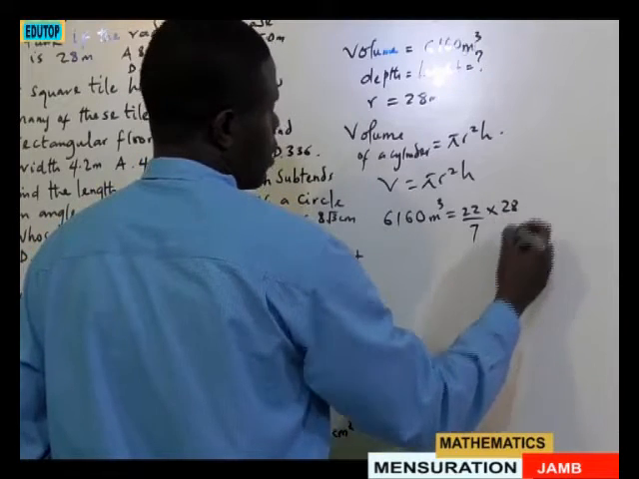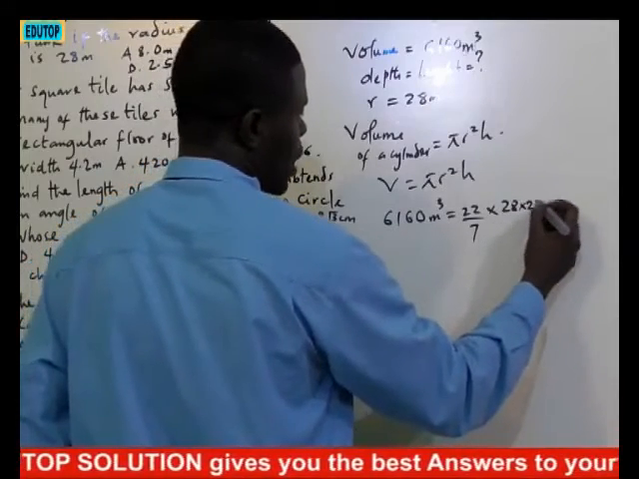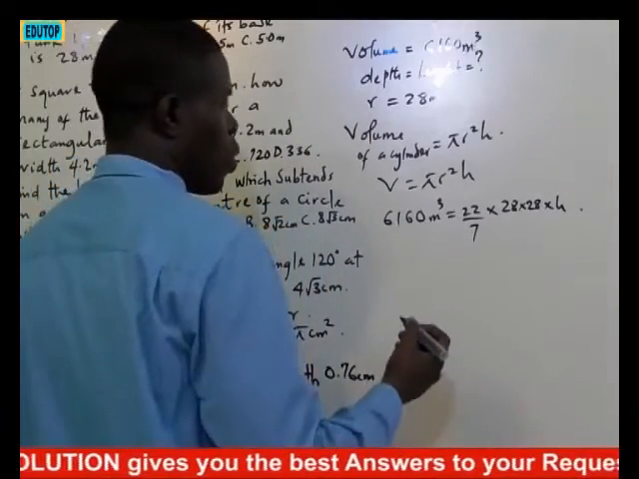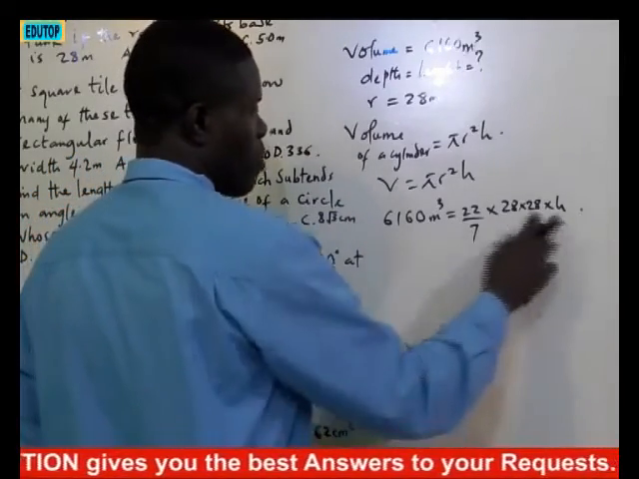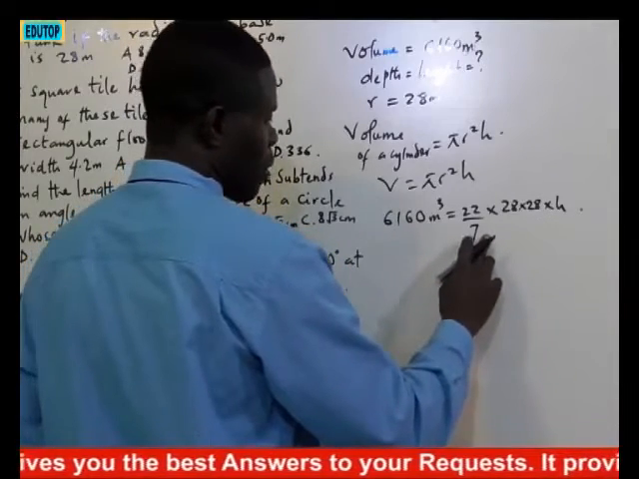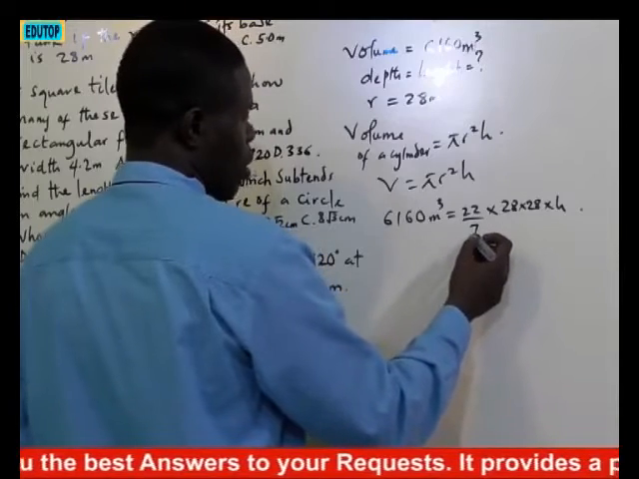28. So it will be 28, since you have r squared, so 28 times 28 times h. Now, what do we do next? We make h the subject of the formula. It means that we are meant to cross multiply.